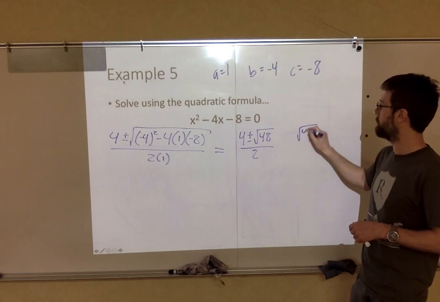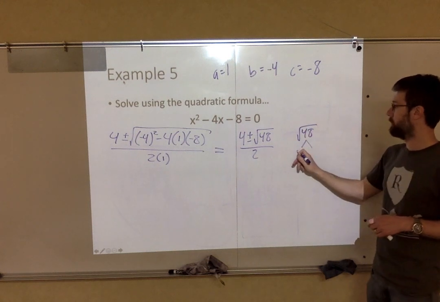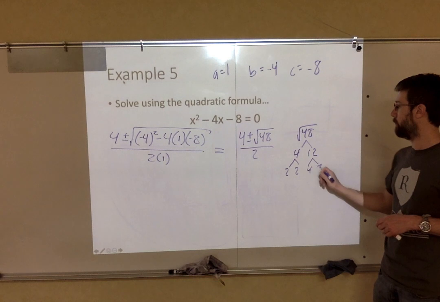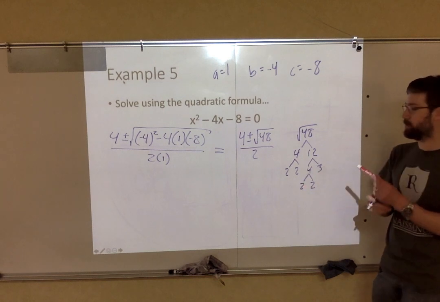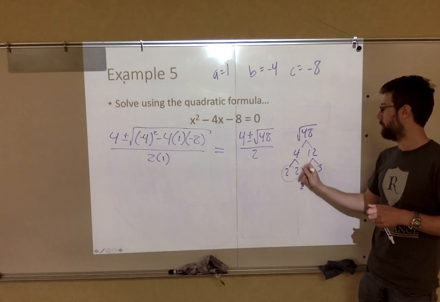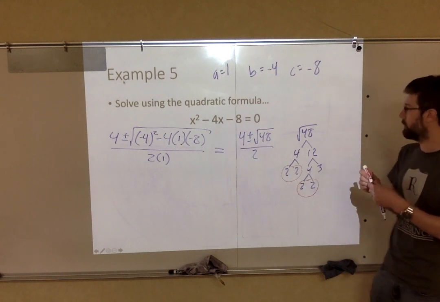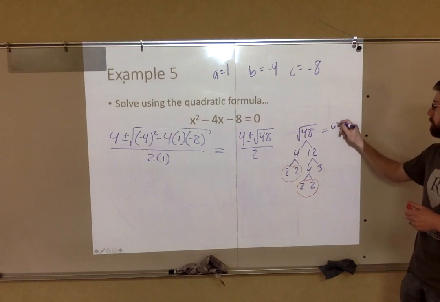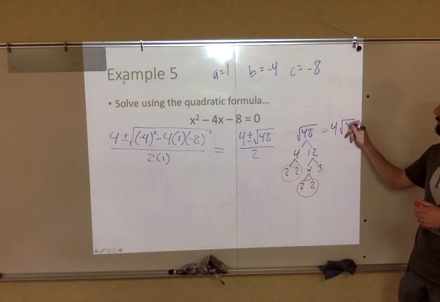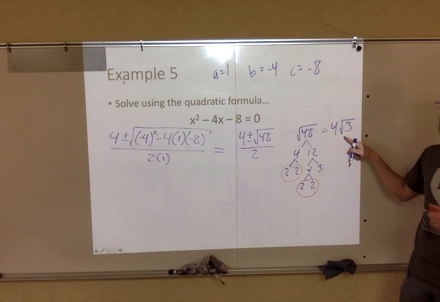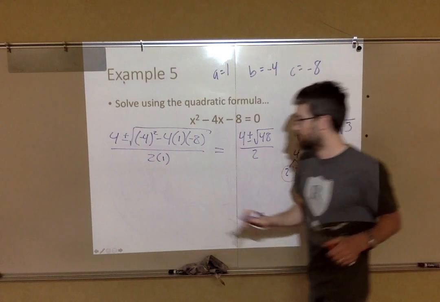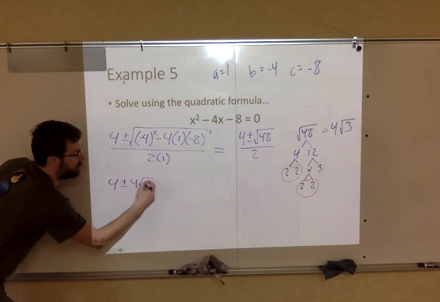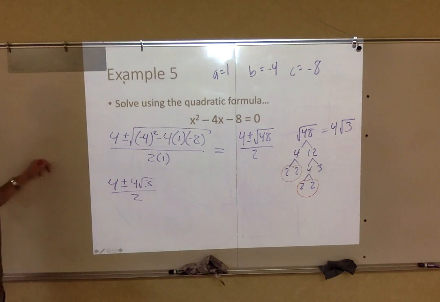The square root of 48, if we factor it out, 4 and 12, 2 and 2, 4 and 3, 2 and 2, so we make our factor tree, and then remember you're looking for groups of 2 with the square root. I have 2 groups of 2, so 2 times 2 is 4, and then the one I didn't circle was the 3, so the square root of 48 simplifies to 4 times the square root of 3. So that means this is going to be 4 plus or minus 4 root 3 all over 2.